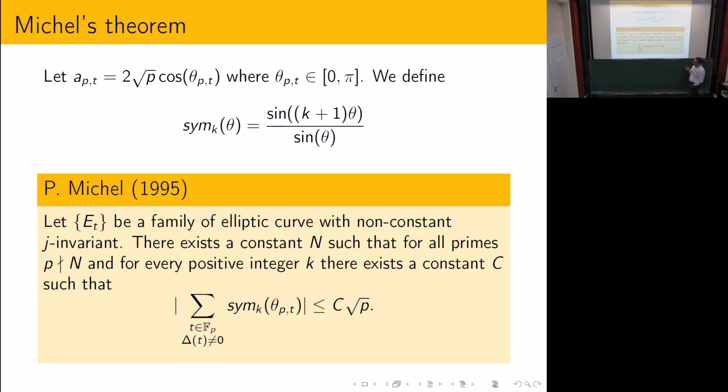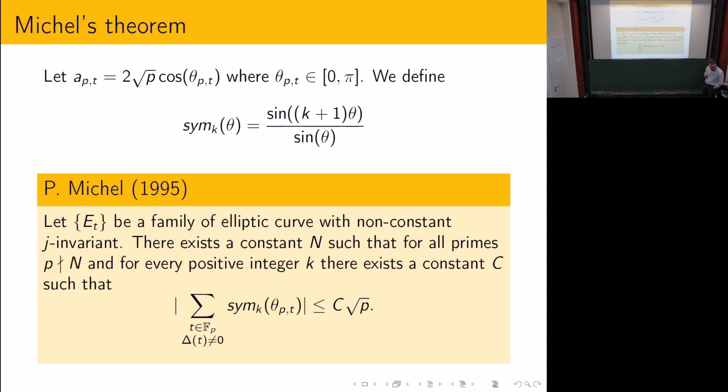And then for all primes which are not dividing this conductor, and for every positive integer k, you have this non-trivial estimate of that symmetrized version of the k-th moment. So what's non-trivial about this estimate? The naive estimate will be C times p. Okay, so this will be the naive estimate of the sum, and you're saving the square root of p.